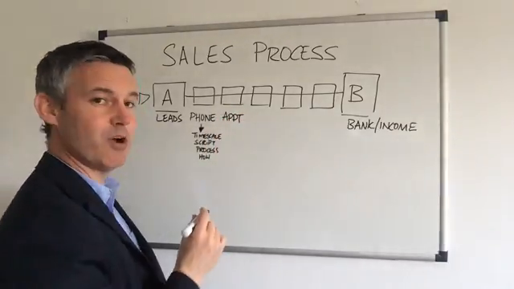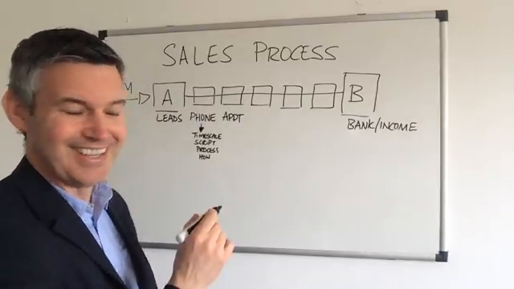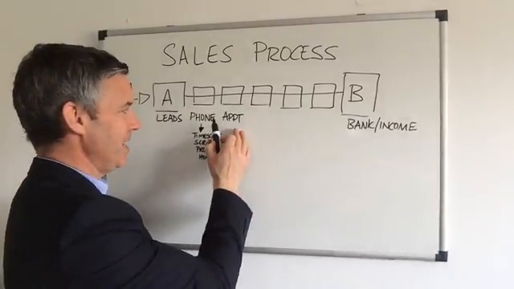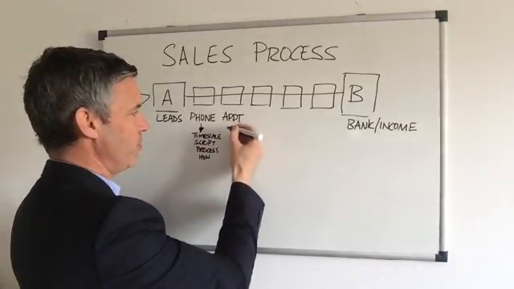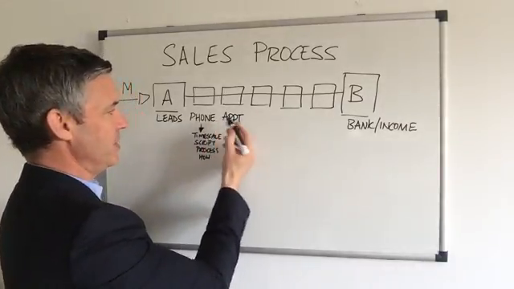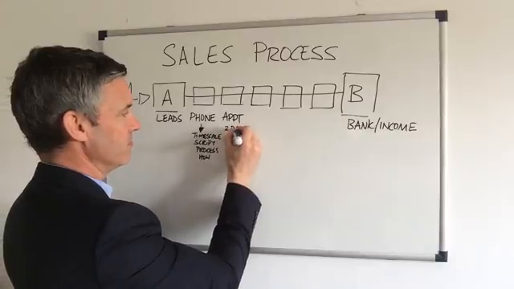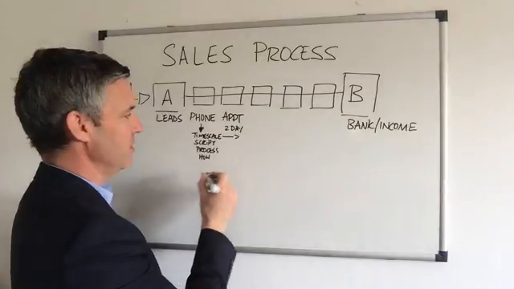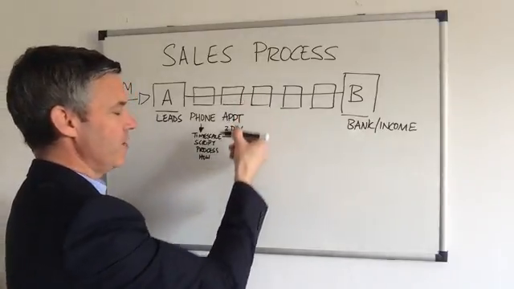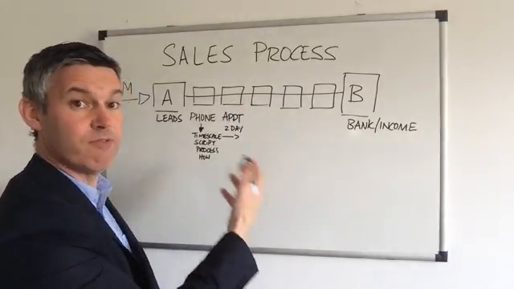If you can't see my writing, feel free to zoom in. But we've got the appointment here, so we've booked an appointment. It's then what happens at this appointment. So is this appointment booked in within, say, 2 days? How quickly do we see them in terms of the time scale? And when are we going to see them during the week, for example?